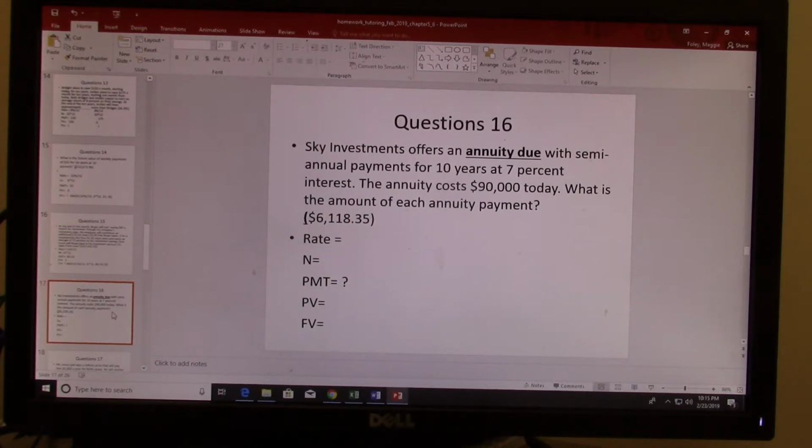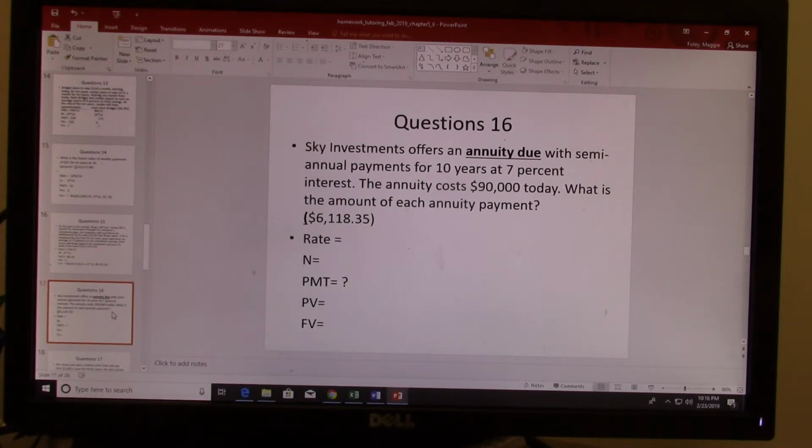So the annuity costs $90,000 today. So this is the present value. You put down $90,000 today into the account, and you're getting returns of 7%. But the investment company doesn't give you a lump sum 10 years later. Instead, the investment company gives you a fixed amount at the beginning of each half of the year for the next 10 years. How much is the amount of each annuity payment?